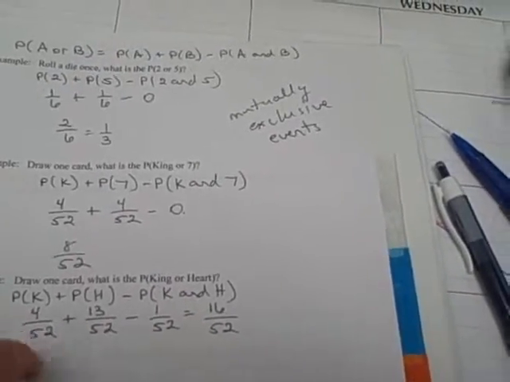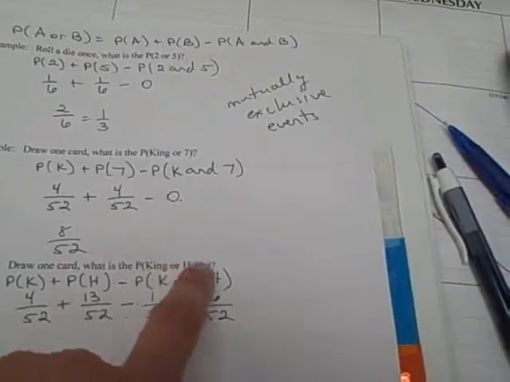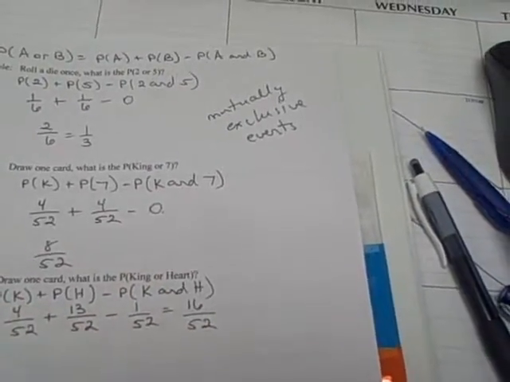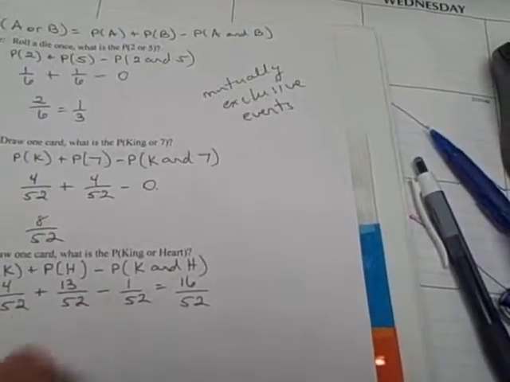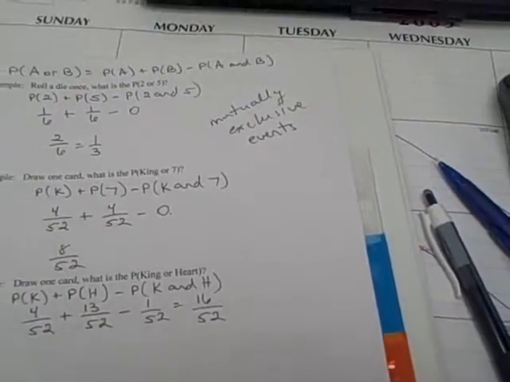Okay, so this addition rule, if our events can happen at the same time, then we're doubling things and they have to get taken out. So 4 fifty-seconds plus 13 fifty-seconds minus 1 fifty-second is 16 out of 52.